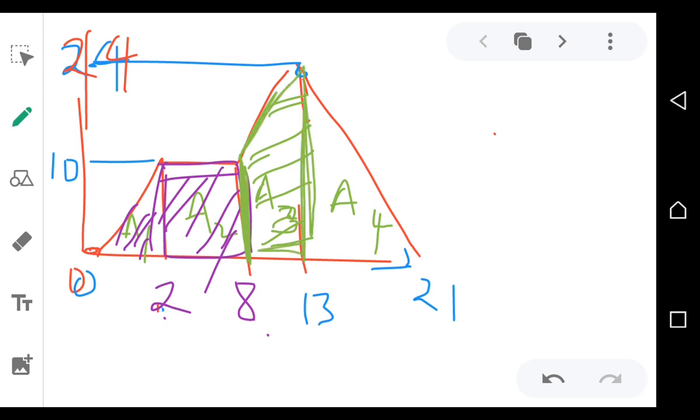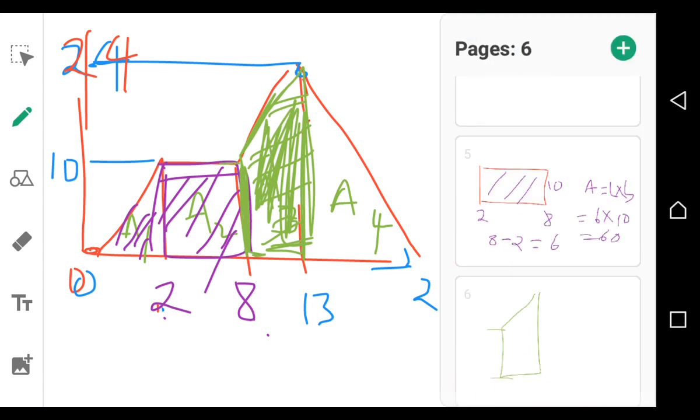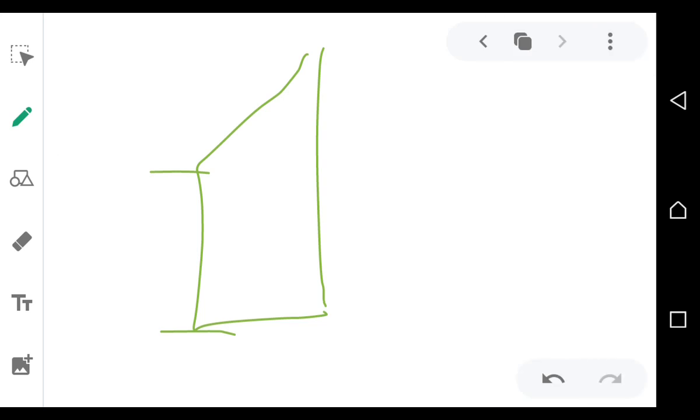Okay, this one. This is the shape I'm looking at. The distance from here to here is 10, meaning that there it's going to be 10. The distance from here to here is 24.